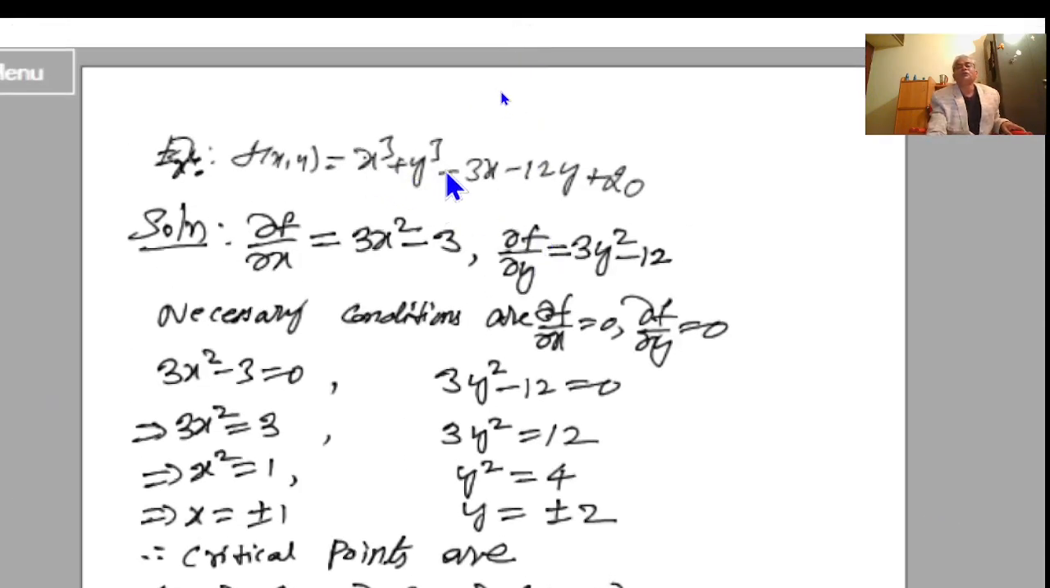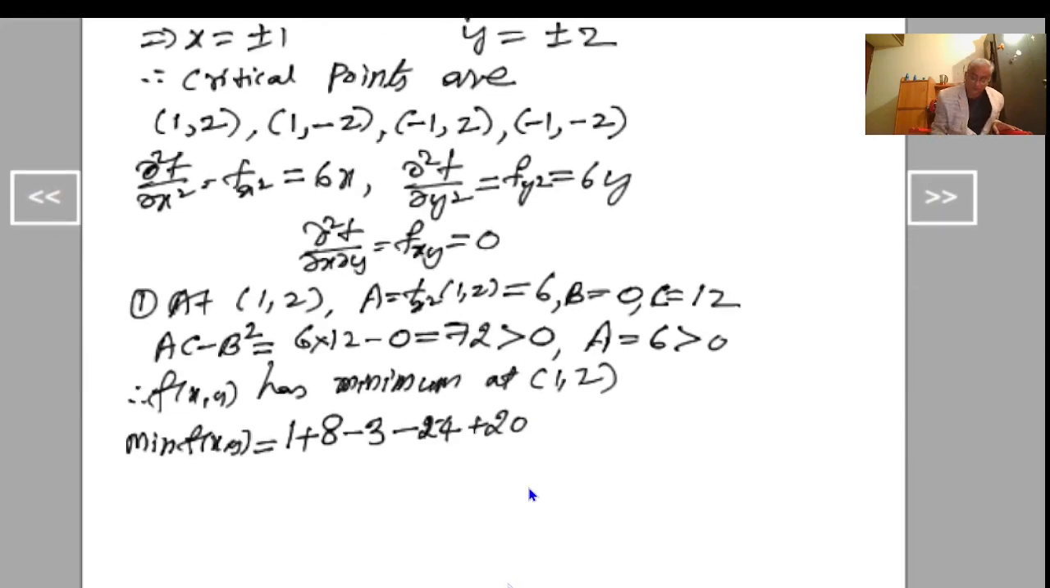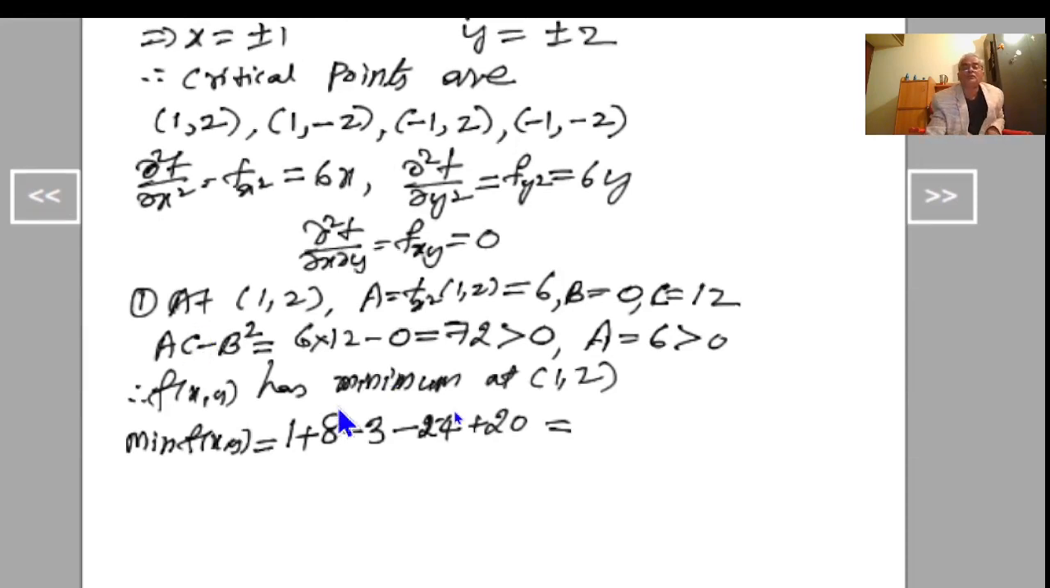1 cube plus 2 cube minus 3 into 1 minus 12 into 2 plus 20. What is this value? Minus 24 plus 20 is minus 4. Minus 4 minus 3 is minus 7. Minus 7 plus 9, 9 minus 1, this is equal to 2. So 2 is the minimum value.